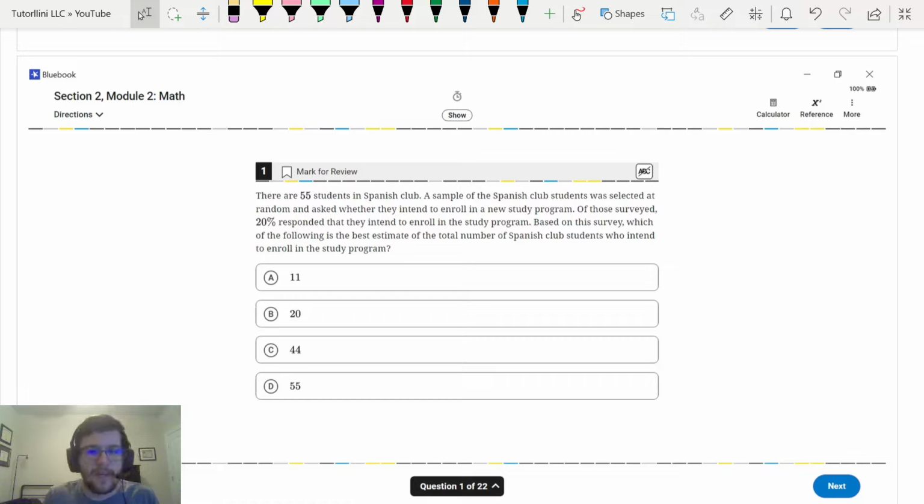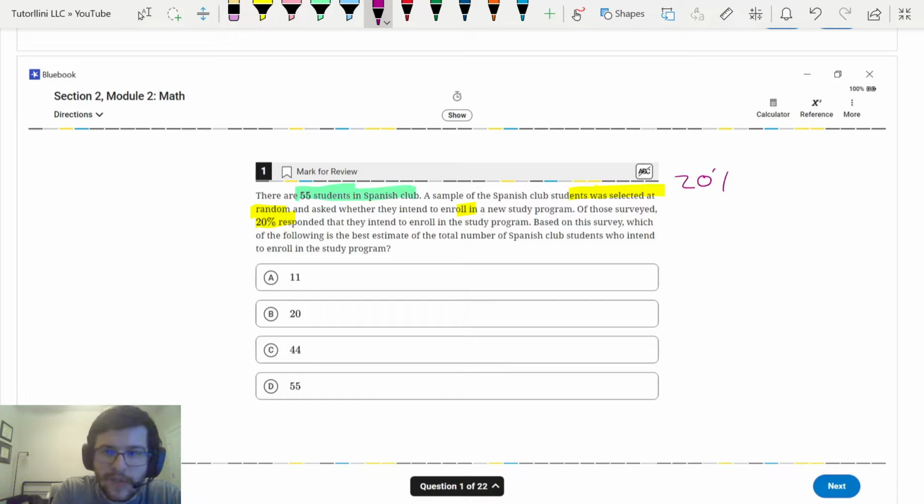Okay, let's begin module 2B. So it says 20% responded that they intend to enroll, and then they took a smaller sample. Because they selected it at random, we can generalize it to the population. So we can generalize to the population, which is the 55 students. So we're going to do 20% of 55. To compute that, you change the percent to a decimal by dividing by 100. So 20 divided by 100 on your calculator is 0.2. The "of" we change to multiplication. 0.2 times 55 gives you 11.